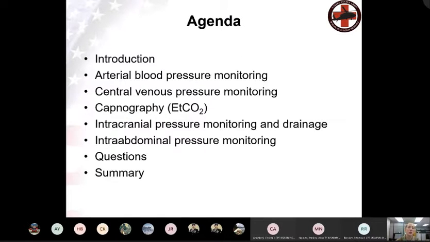Okay. So here's our agenda. We will go over ART lines or invasive blood pressures, central venous lines, end-tidal CO2, pressure monitoring for your cranial patients, as well as intra-abdominal pressure monitoring. Before we go into that, Captain Killen, can you give me one example of why we might want to do invasive monitoring for our patient?